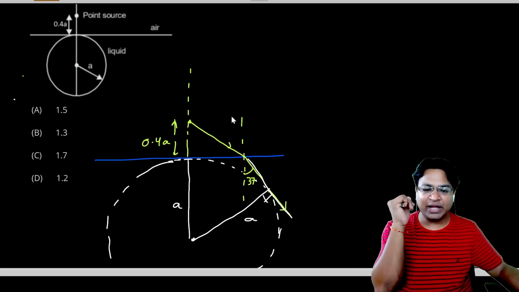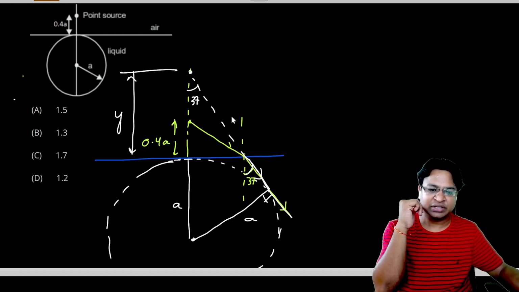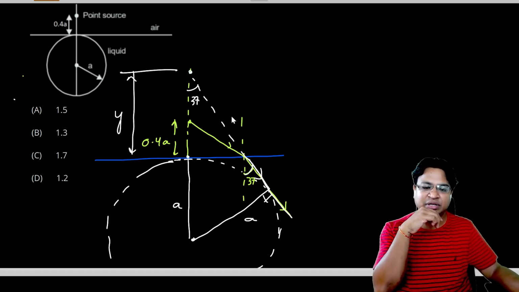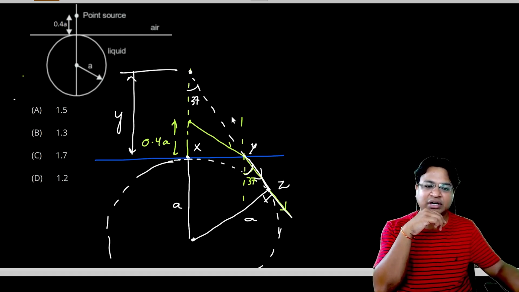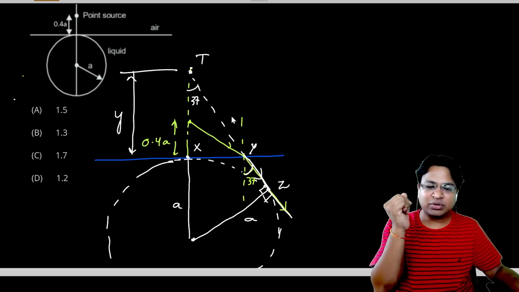So if I extend this refracted ray backwards, it will strike somewhere here. Let the height of this point be y, and not only that, if this angle is 37 degrees, then this angle is also going to be 37 degrees. Let's name some points. Let's name this as x, this as y, this as z, this as t. Okay, so notice that triangle t, let's call it C.